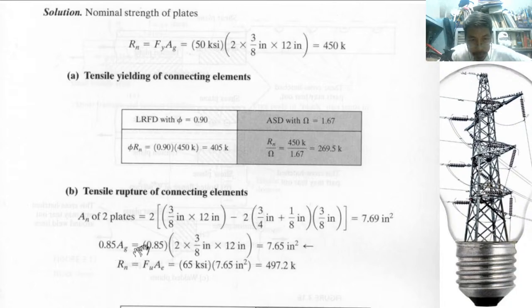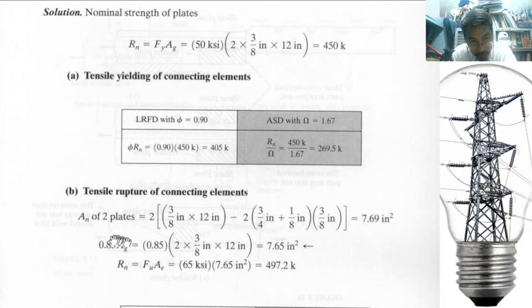This one is in the code. It was already asked to me by one of your classmates. Where did this come from? This came from the formula from the book. This is how you can find out the net area.